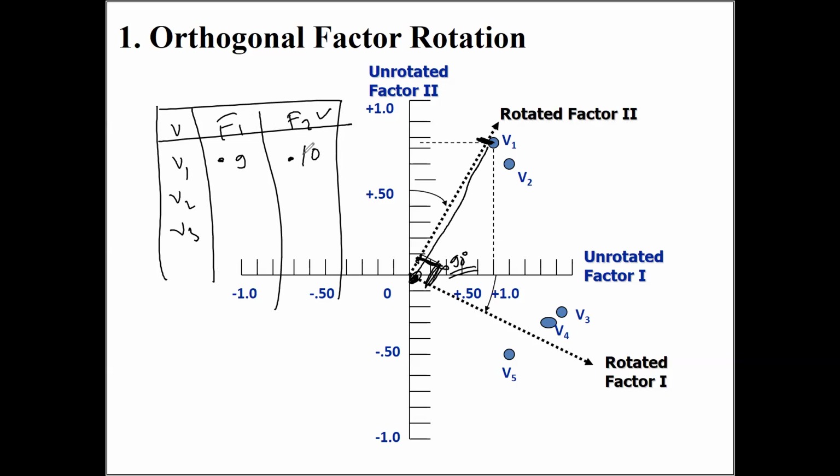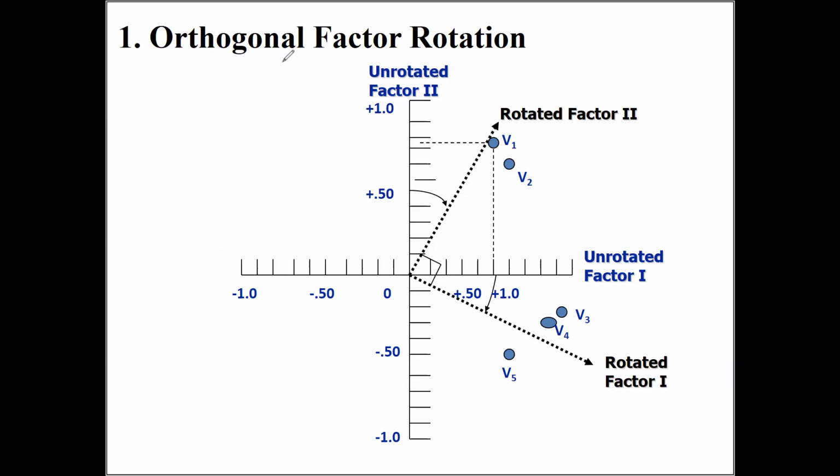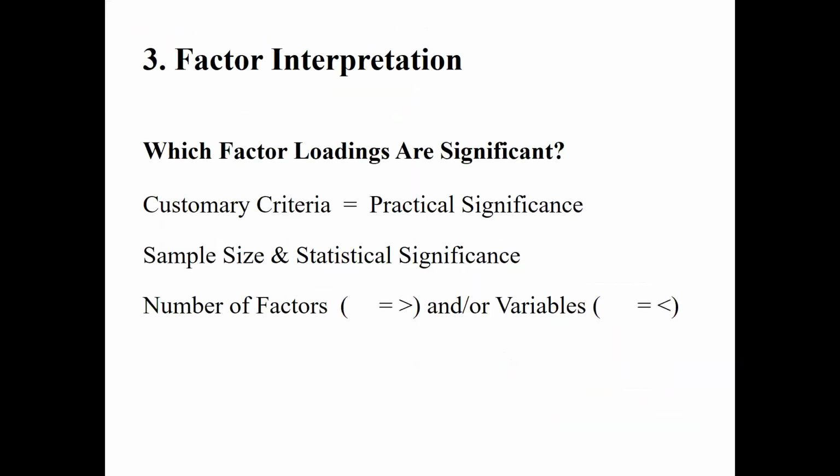So why do we do factor rotation? To overcome the problem of cross loading. Cross loading की problem से बचने के लिए we conduct the orthogonal rotation of the matrix. Then the customary criteria, practical significance: the factor loading value should be greater than 0.708 और नंबर ऑफ फैक्टर्स कितने आए वो हम इसको इंटरप्रेट करेंगे.